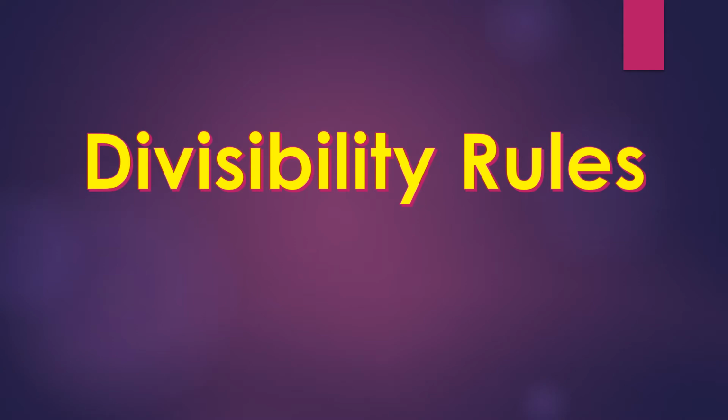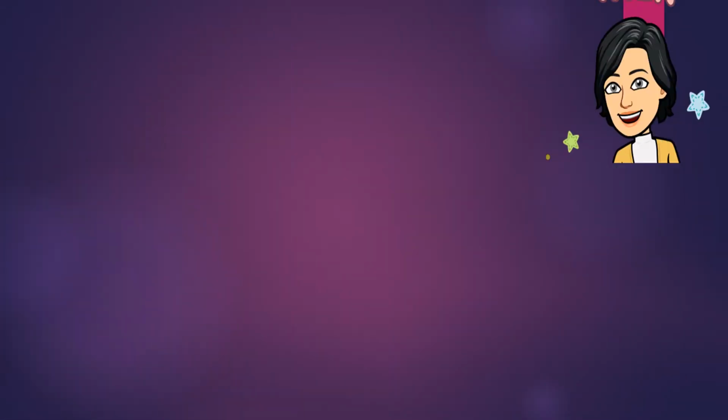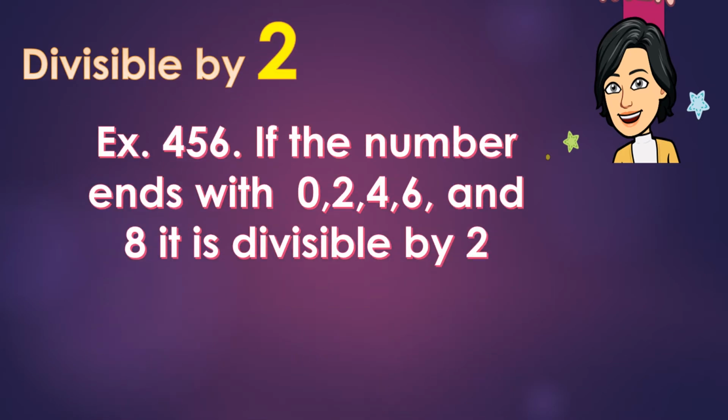Divisibility rules. How do we know if a number is divisible by another number? Example, divisible by 2. 456 is an example. Why? If the number ends with 2, 4, 6, and 8, it is divisible by 2. 456 ends with 6. So therefore, this number is divisible by 2.